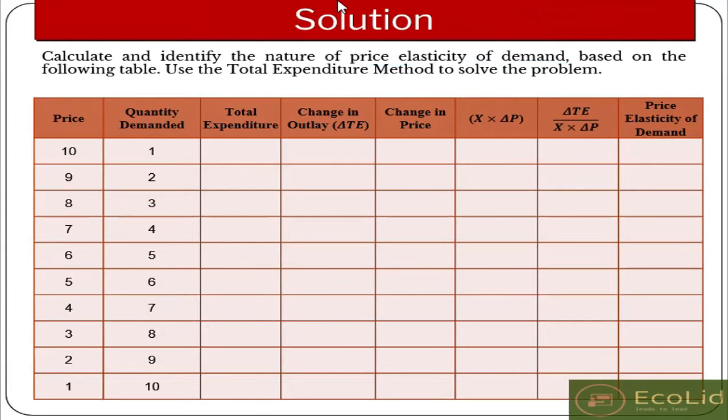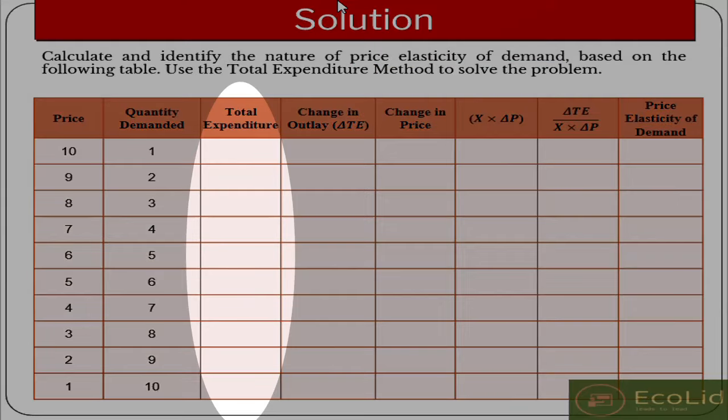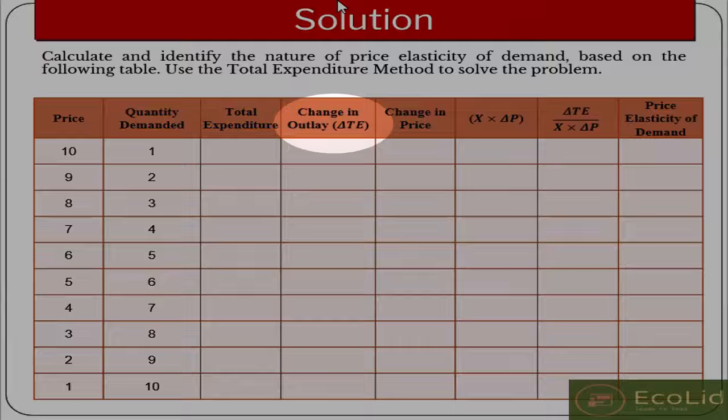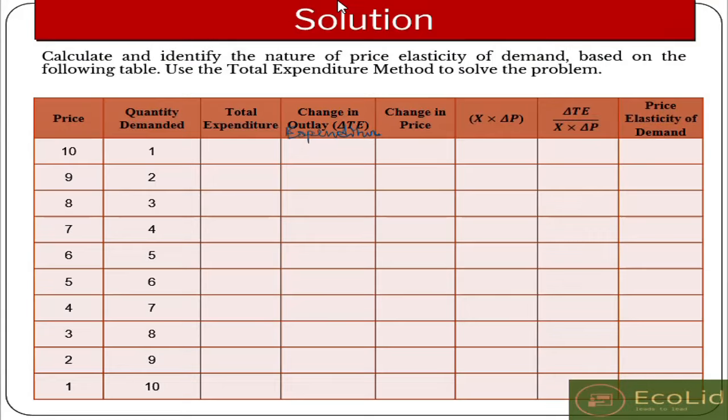Here I have already added the columns. What are the columns? This is your total expenditure. Why we have added this column? Because we need to calculate the change in the total expenditure. I have written here outlay. You can also write here expenditure. It doesn't matter. So the method will remain the same.